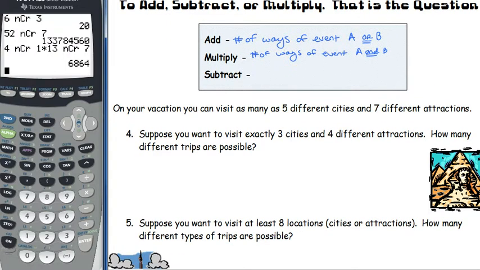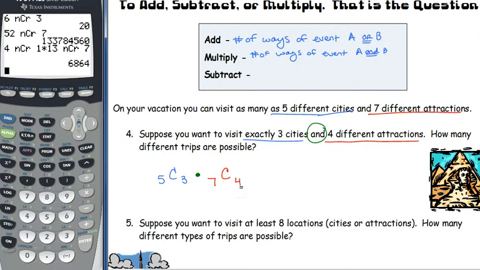So on vacation, you can visit as many as 5 different cities and 7 different attractions. Suppose you want to visit exactly 3 cities and you want to do 4 different attractions. Well, there are 5 different cities total. We want to go to 3 of them. So that would be 5, choose 3. Our key word here being and means that we are going to multiply that by 4 different attractions. Well, there are 7 attractions we can choose from, so that is 7, choose 4.